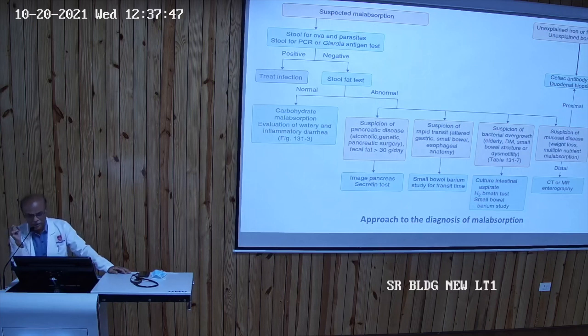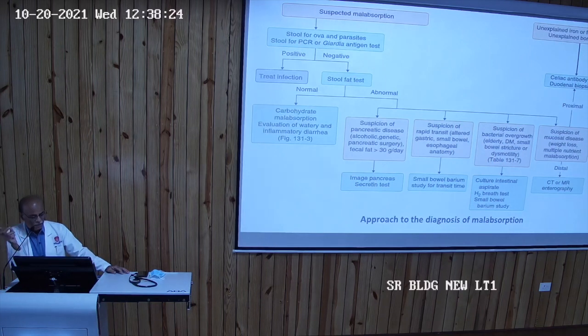So in short, when we are suspecting malabsorption in a patient, we will first look for infectious causes. Stool for ova and parasites, and antigens by PCR. If it is positive, we will treat for infection and the patient will have clinical relief. If it is negative, we will go for the stool fat test. If fat is absent in the stool, that means fat absorption is not at fault. Probably carbohydrate or lactose malabsorption. Evaluation of watery inflammatory diarrhea, we will see later.